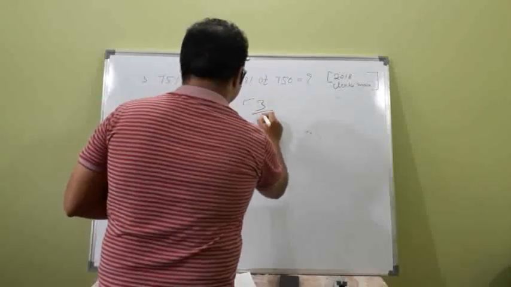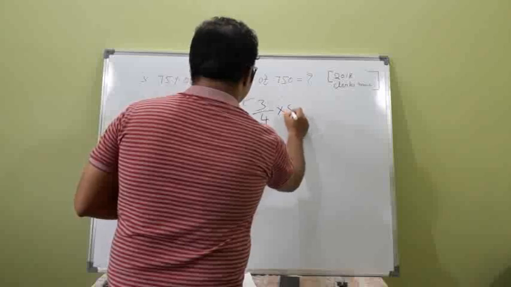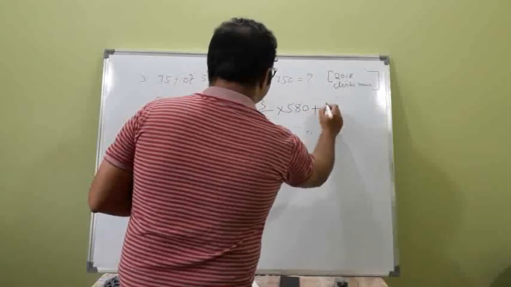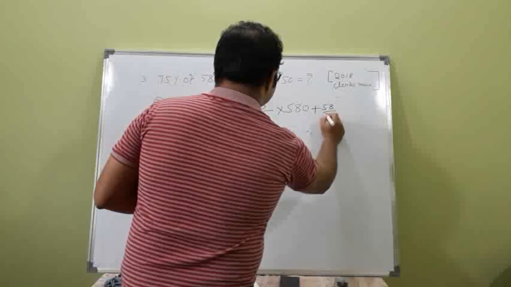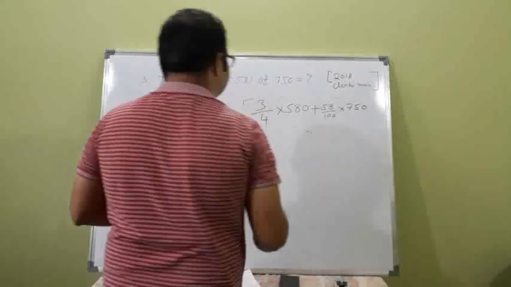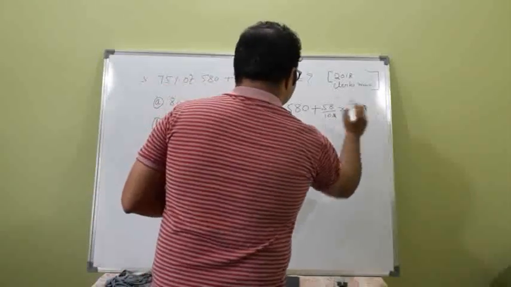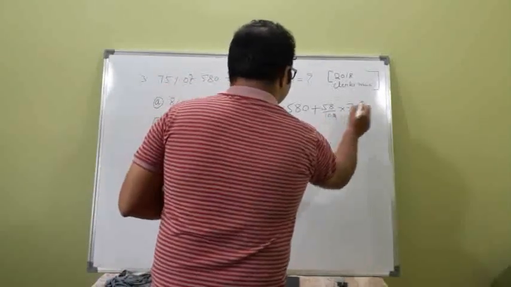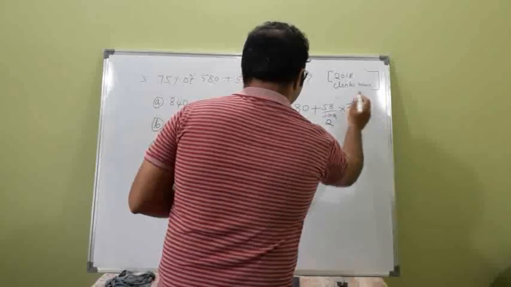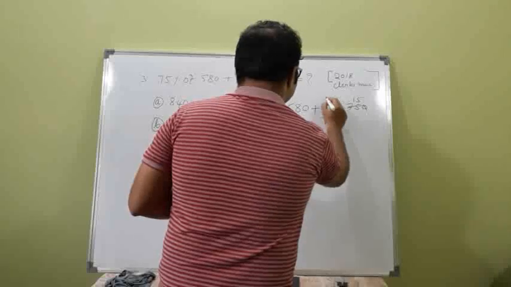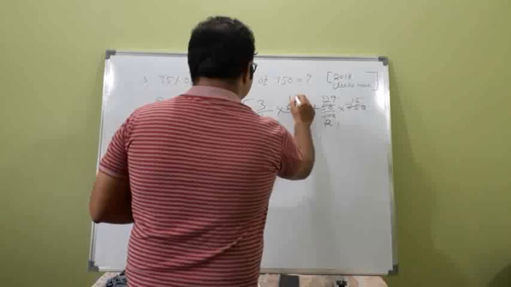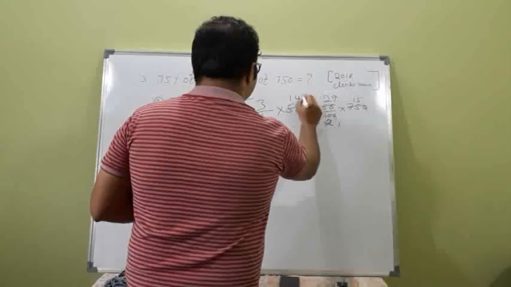Three-fourths of 580, half is multiplication, again plus 58% of 750. From here the zeros get cancelled. From the table of 5 we can cancel here. 5 2s are 10, 5 15s are, 2 1s are 2, 2 9s are, 4 1s are 4, 4 4s are 16, 4 5s are 20.